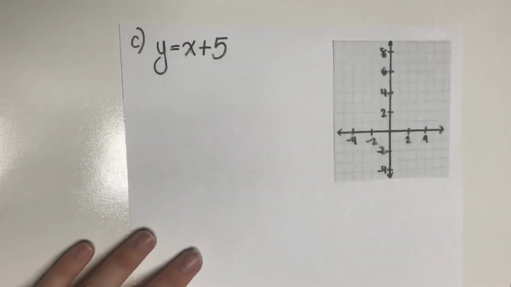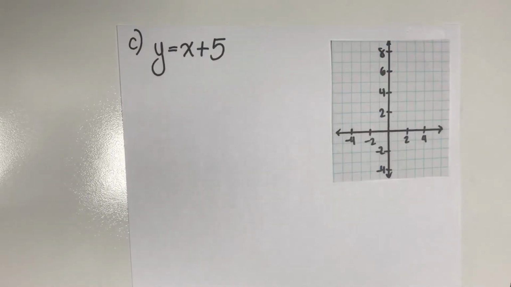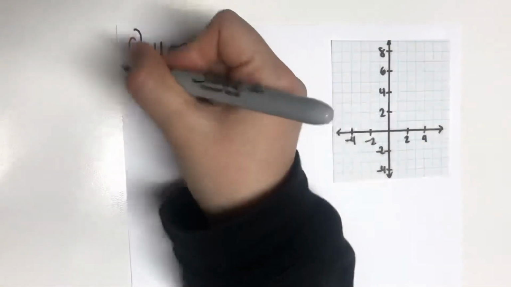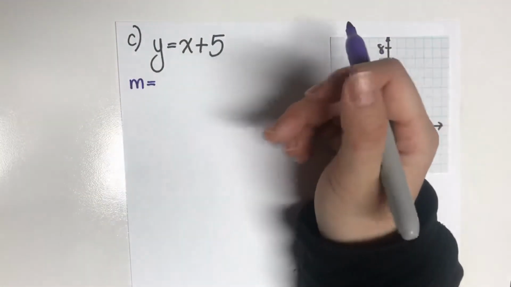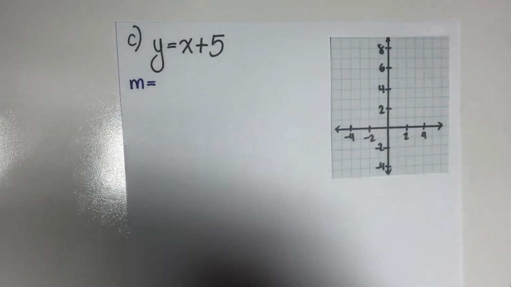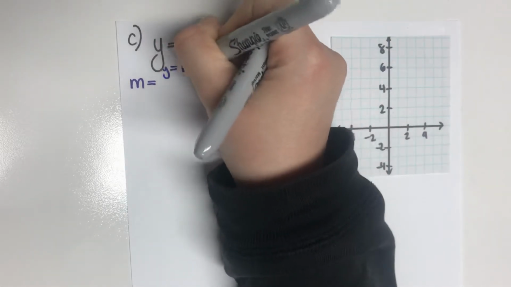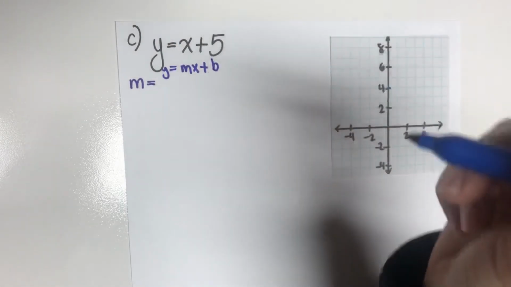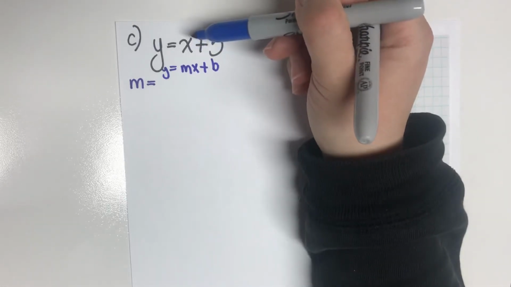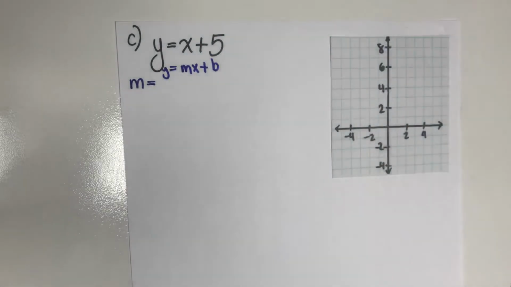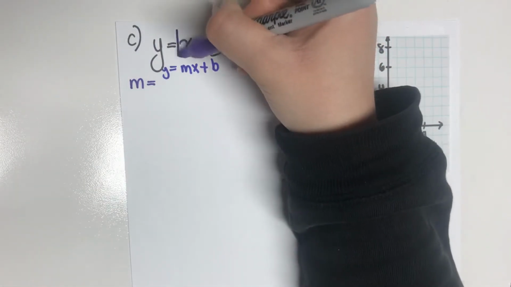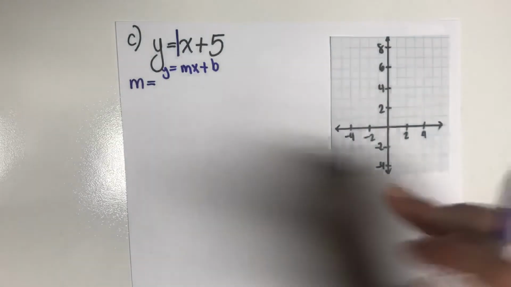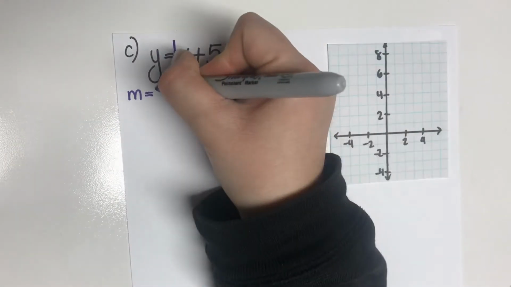Last example, y equals x plus 5. So step 1 was to identify the slope and the y-intercept. In this case, remember I'm looking at the y equals mx plus b form. So my slope is the value in front of x. There's nothing in front of x, so the number that's actually there is a 1. I just don't write it. So my slope is actually 1.